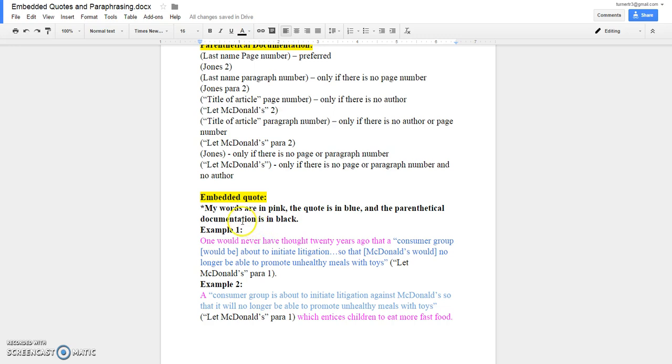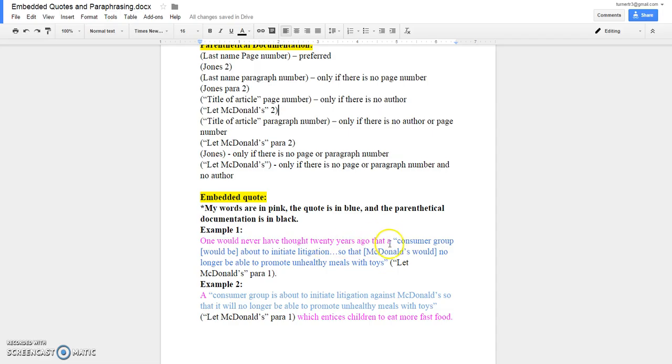So you can see here, my words are in pink, the quote is in blue, and then the parenthetical documentation is in black. One would never have thought 20 years ago that a consumer group would be about to initiate litigation so that McDonald's would no longer be able to promote unhealthy meals with toys.